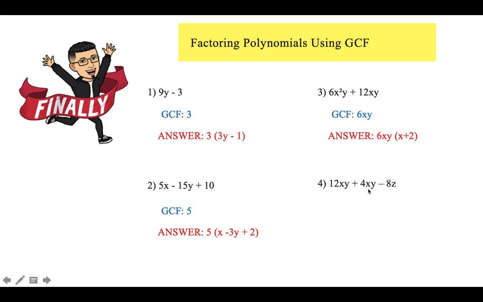Lastly, we have another 3 terms here. The GCF is 4. So 4 is one of the factors here. Now, divide this GCF into each term. 12xy divided by 4 is 3xy. 4xy divided by 4 is xy. Negative 8z divided by 4 is negative 2z. Therefore, the factors of this given are 4 times the quantity 3xy plus xy minus 2z. To check if it is really correct, multiply them and you will go back here.